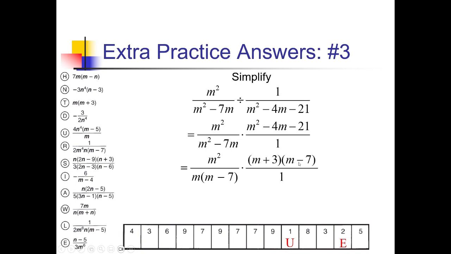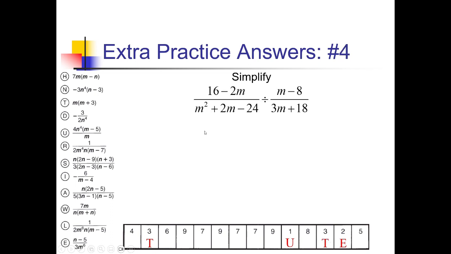Looking for some canceling. The m squared and the m can cancel, or reduce at least. That leaves me with just m to the first in the numerator. And then the m minus 7 and this one here as well can go away. So what do we have left? We have an m and an m plus 3, and the only things downstairs are all 1s, so that's it, m parentheses m plus 3. That's right here, choice T, so that's going to go with 3. And there's actually another 3 all the way over here that I need to put a T in there as well.